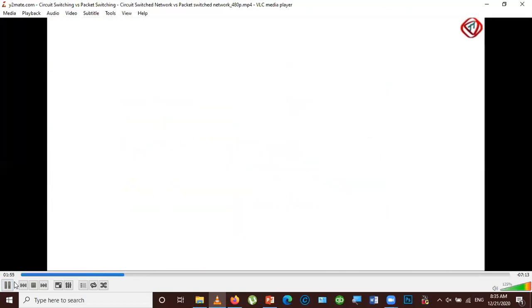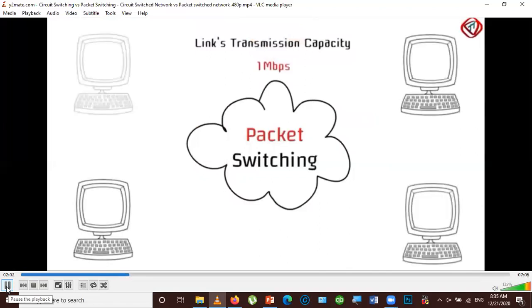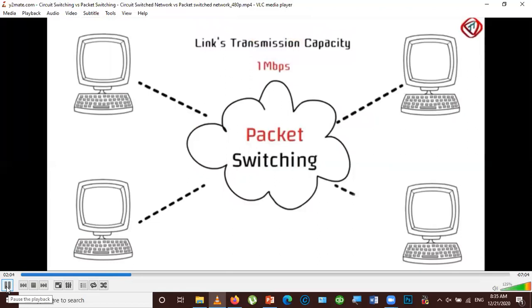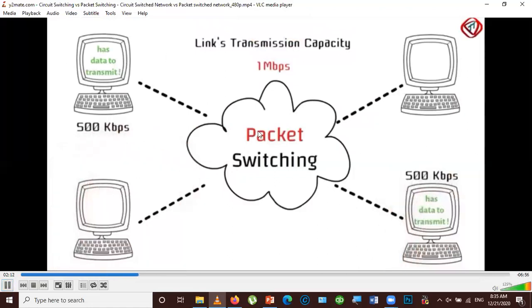Now we can take an example of packet switching, to see how packet switching works. Let's suppose we have these four computers, and we are using packet switching, and 1 Mbps is the maximum capacity of our channel.